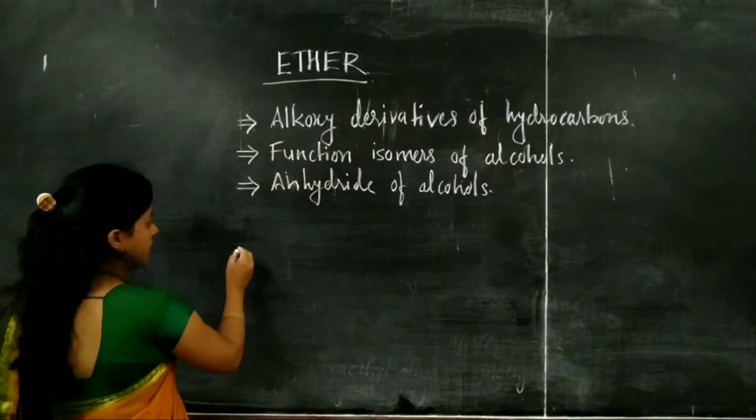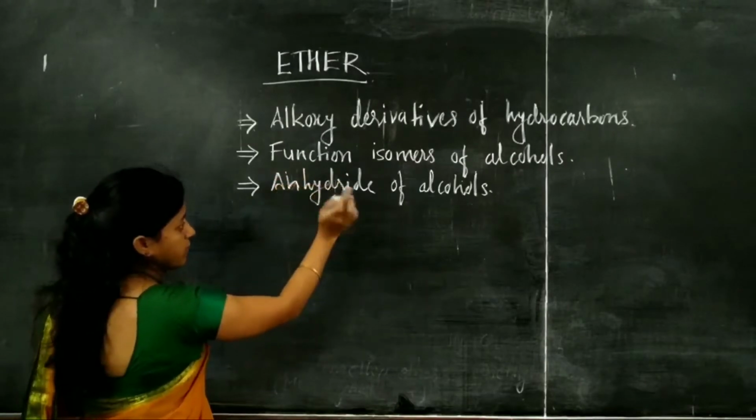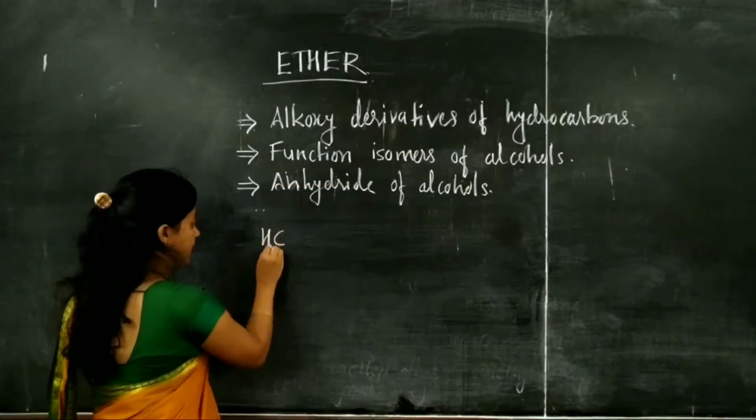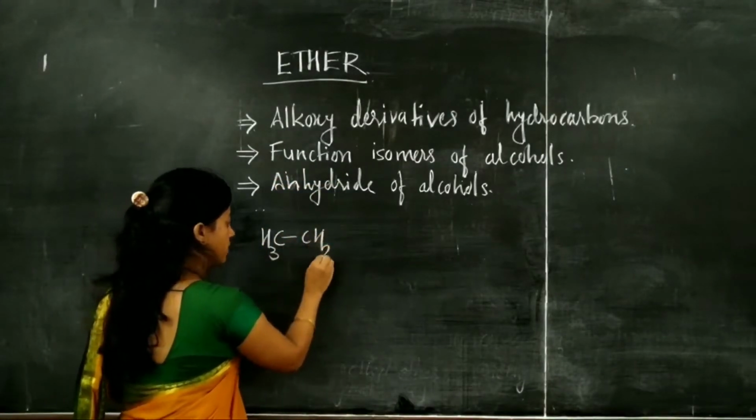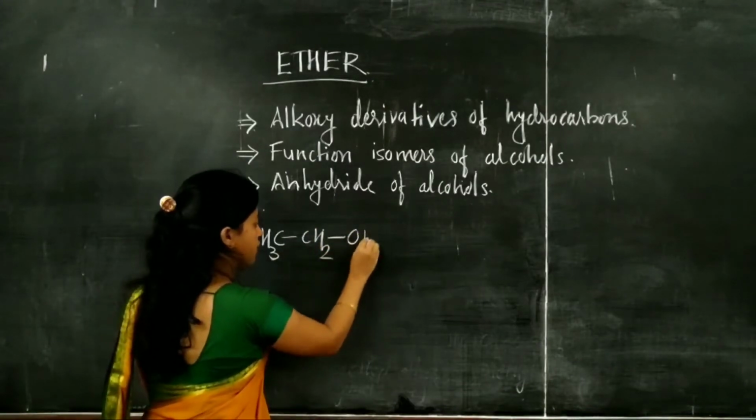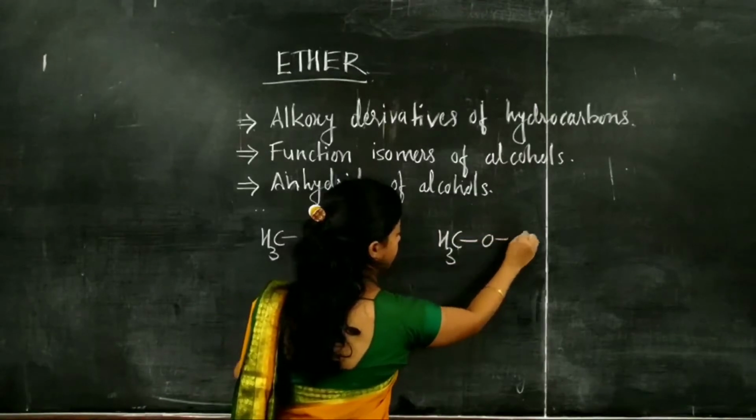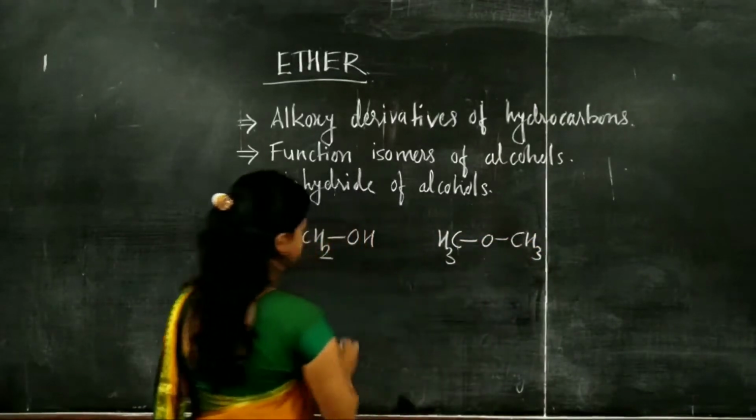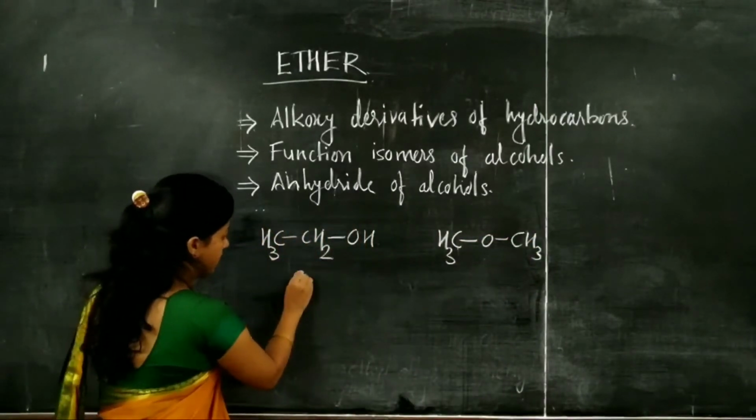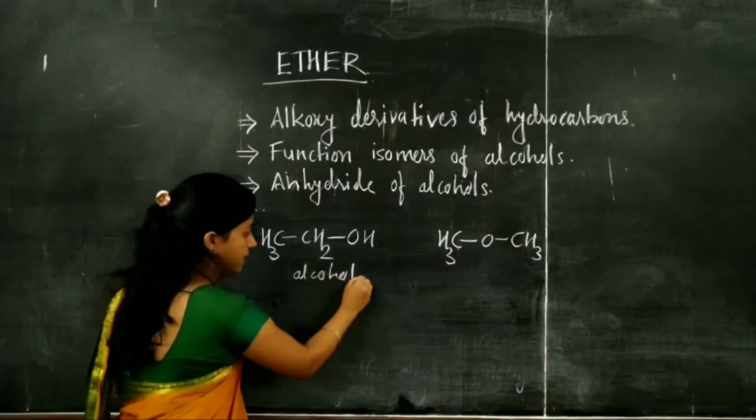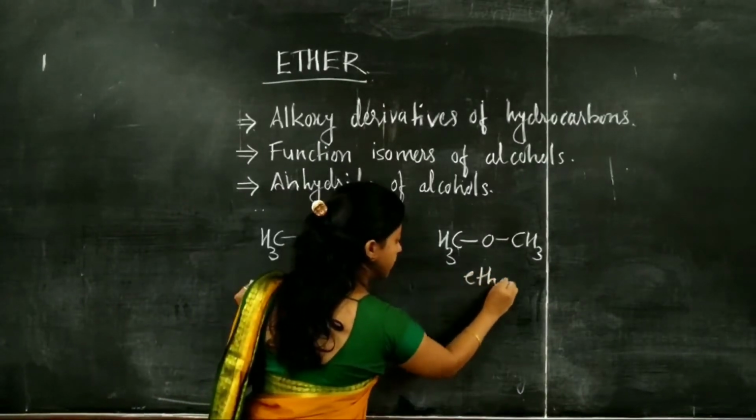Alkoxy derivatives we have seen. Now, functional isomers of alcohol. If we take ethanol, that is CH3CH2OH, and if we see dimethyl ether, of these two, this is an alcohol and this is an example of an ether.